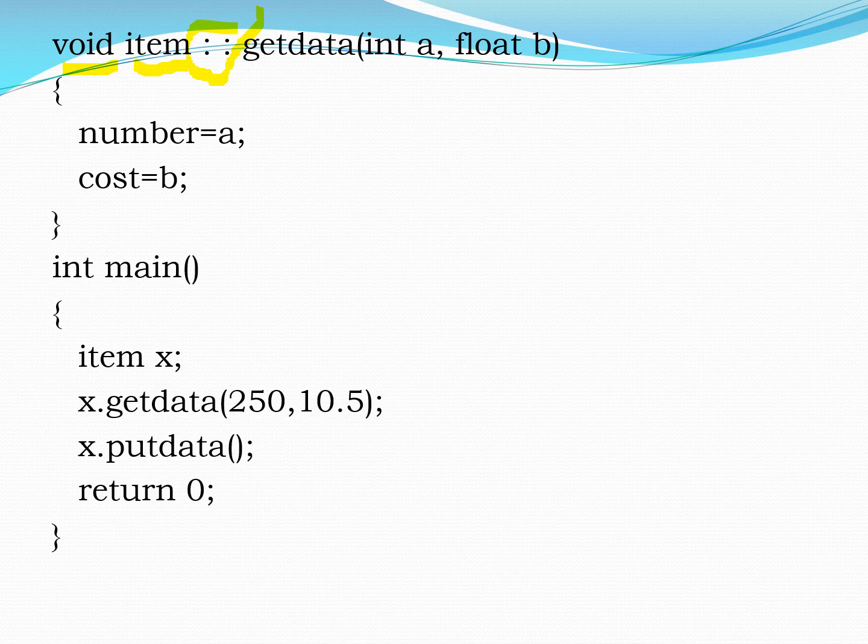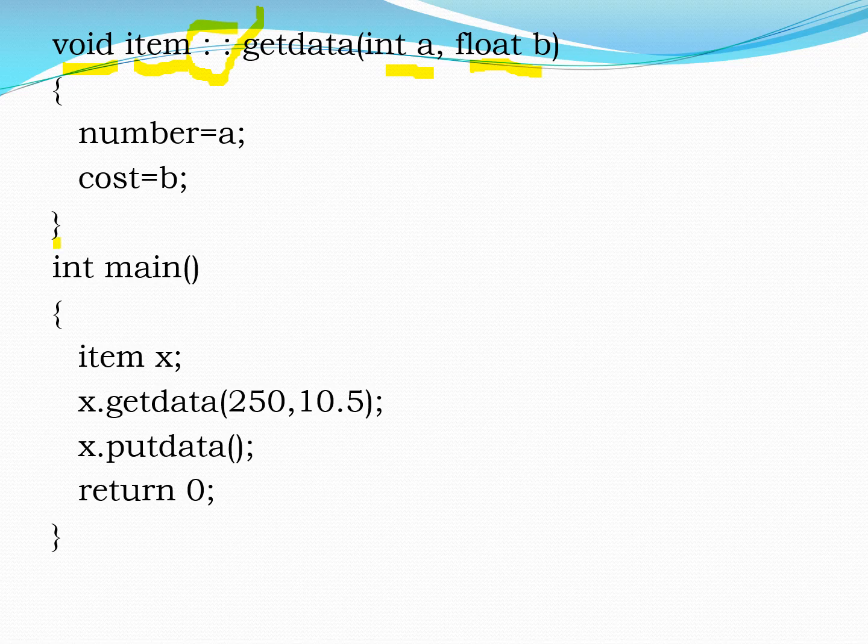Now I'm going to pass values: number is equal to a, cost is equal to b. Those are the data members declared inside the private section, and a and b are the arguments of the member function. I'm going to pass the value of a to number and the value of b to cost, and I'm going to finish my member function by closing the open and close braces.